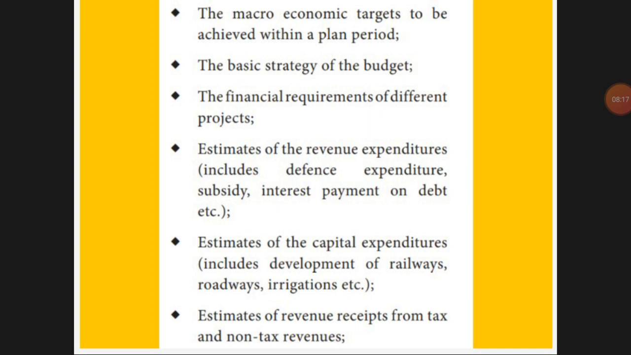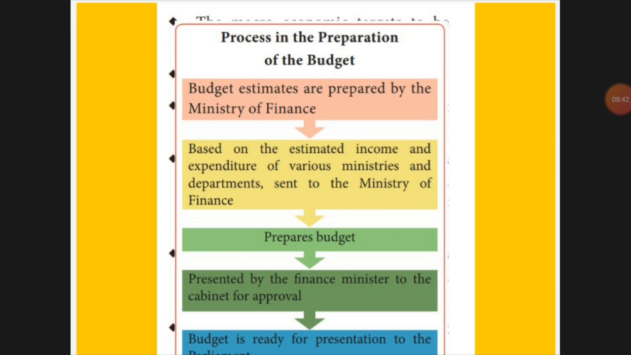Next, the estimated expenditure should be given for defense, and for interest payment on debt. If you have already borrowed, a loan means interest has to be paid, so you have to estimate it. Next, the estimated expenditure for railways, irrigation, roadways, anything there is, you have to mention. Next, all the receipts from tax and non-tax should also be mentioned.